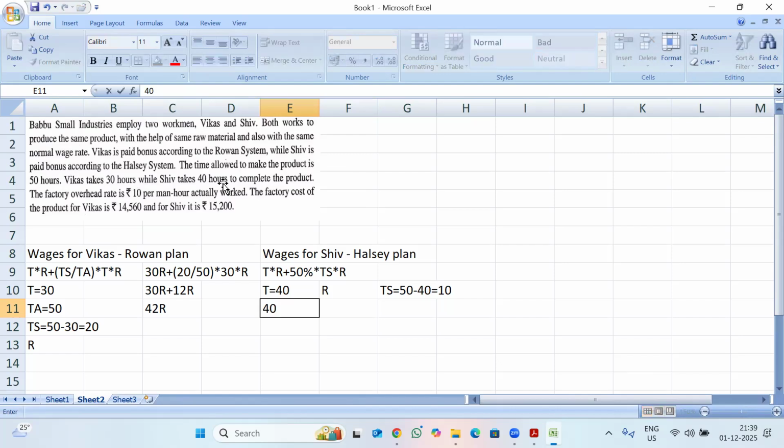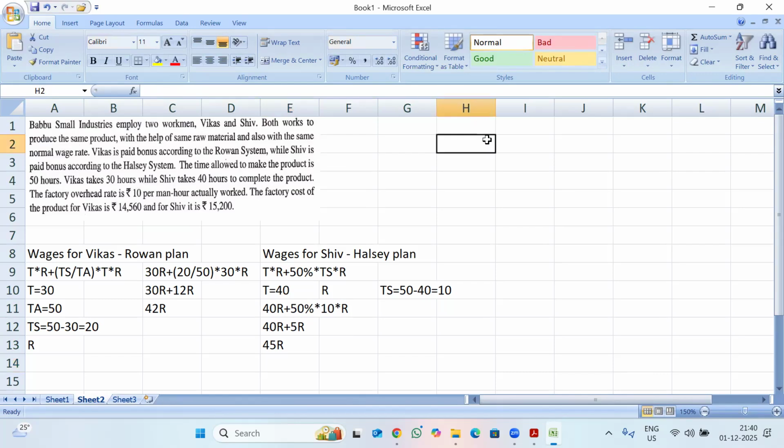So 40 into R, 40 hours, plus 50% of 10. So it will give you 5, right? So 5 into R, so 5R. So 40R plus 5R, so I will be getting 45R. So I have calculated wages for both the workmen.